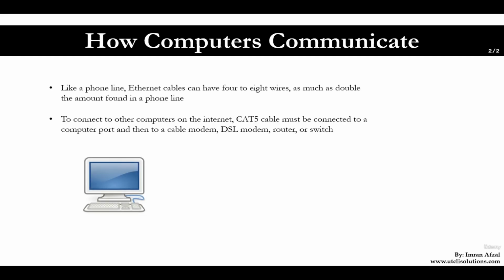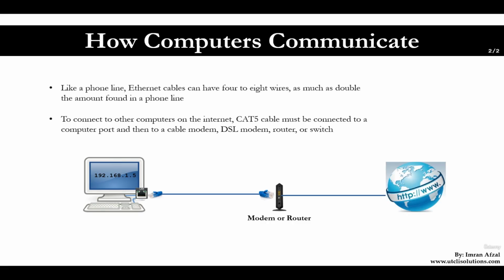So once again, here we have our computer and there is a port on our computer, and we connect a Cat5 cable onto that port. Then the other end of that cable gets connected to our modem or router. And then that router gets connected to the outside world. But before it gets connected, that modem or router assigns an IP to your computer. You need that IP to communicate to the internet. So once that connection is made and that IP is assigned, it gets connected to the outside world.